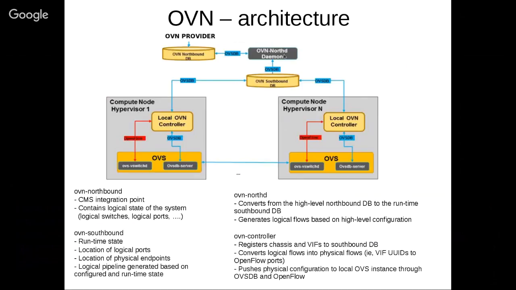The North daemon monitors the changes made to both the northbound database and the southbound database, and in case of any changes either to the logical state of the system or its physical state, translates these changes into logical networking flows and updates the state of the southbound database.